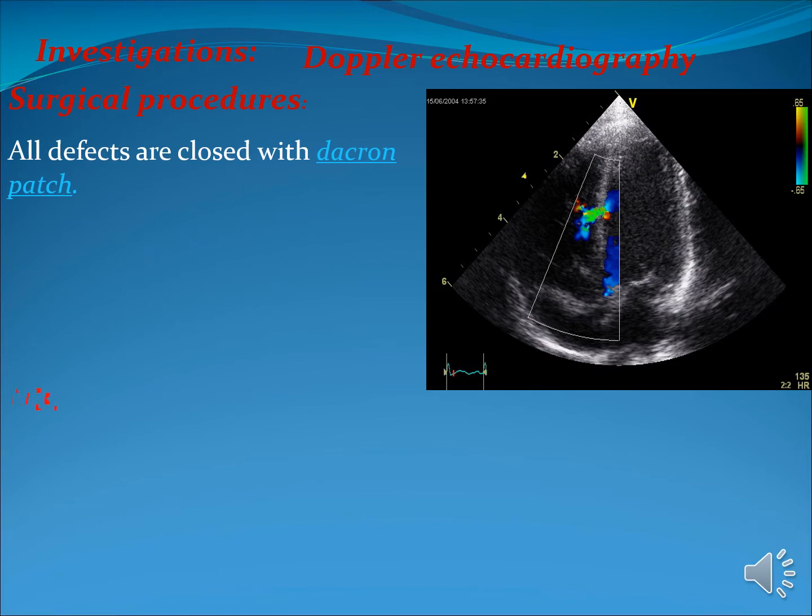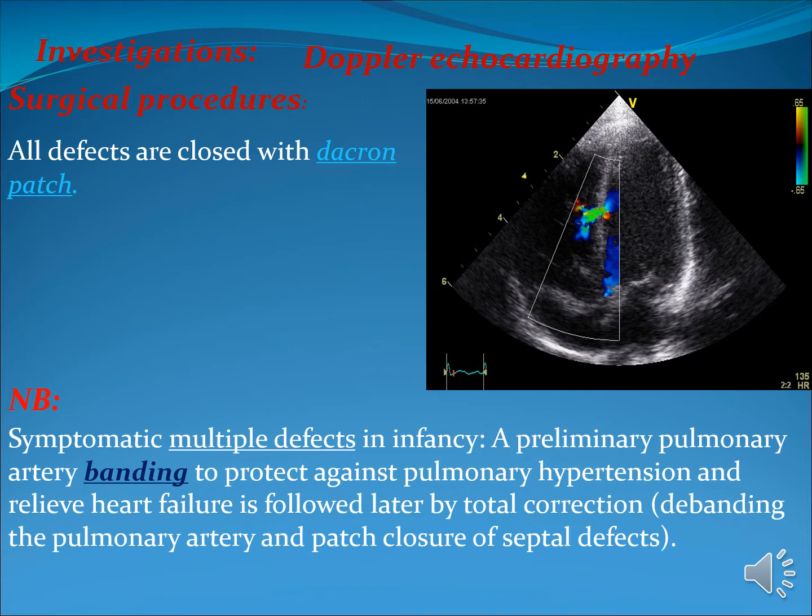Surgical procedures. All defects are closed with Dacron patch. Symptomatic multiple defects in infancy: a preliminary pulmonary artery banding to protect against pulmonary hypertension and relieve heart failure is followed later by total correction, debanding the pulmonary artery, and patch closure of septal defects. But nowadays, we can do VSD closure for a baby of 1 kilogram or 1.5 kilograms, prematures, whatever.